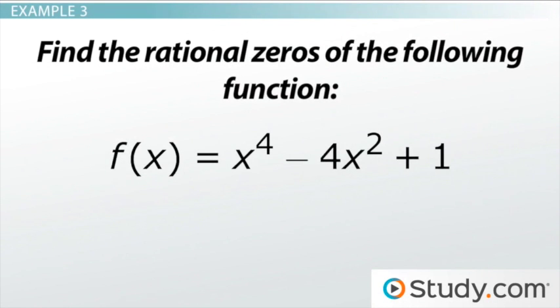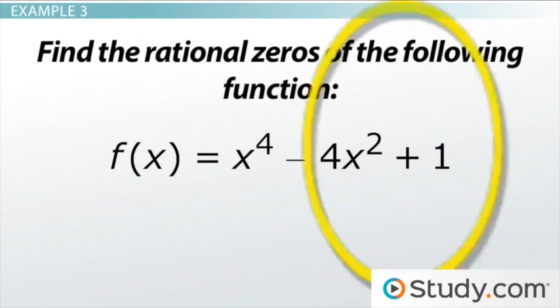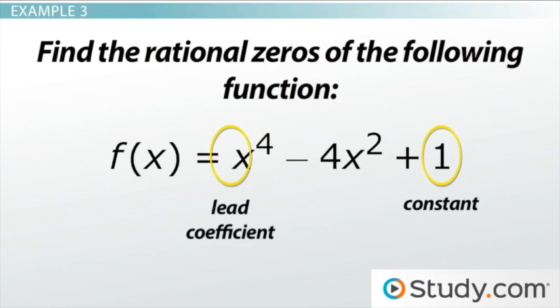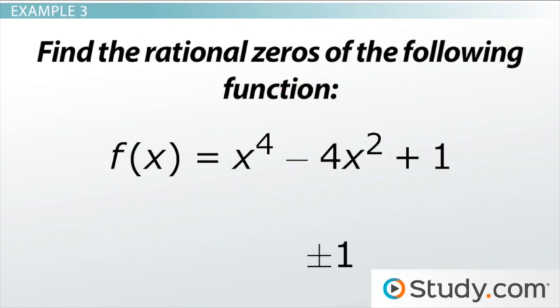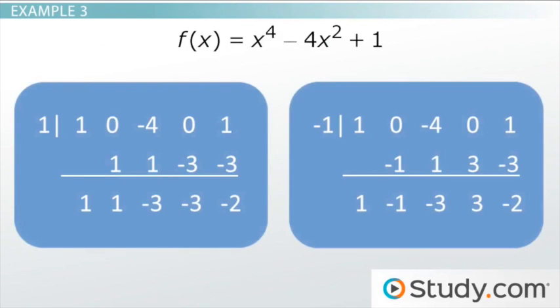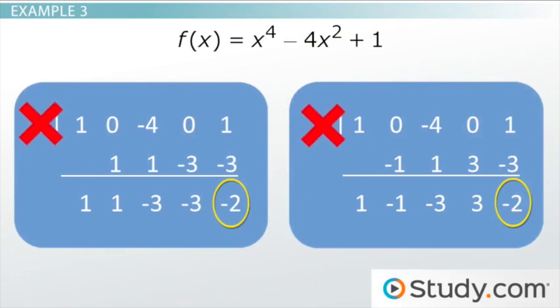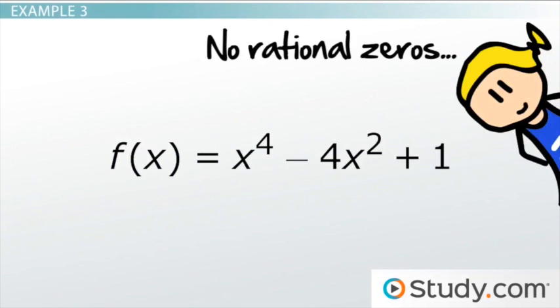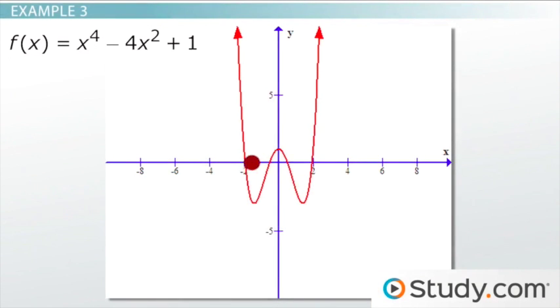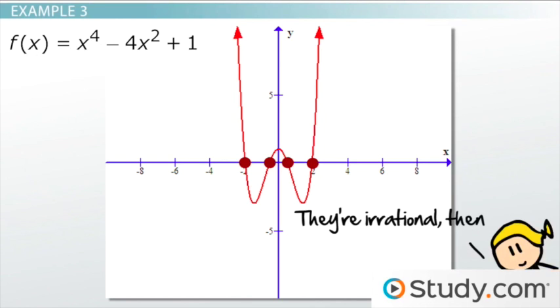Find the rational zeros of the following function. The only possible rational zeros are 1 and -1. Let's use synthetic division again. Both synthetic division problems reveal a remainder of -2. Therefore, neither 1 nor -1 is a rational zero. This function has no rational zeros. Let's look at the graph of this function. The graph clearly crosses the x-axis 4 times. Therefore, all the zeros of the function must be irrational zeros.